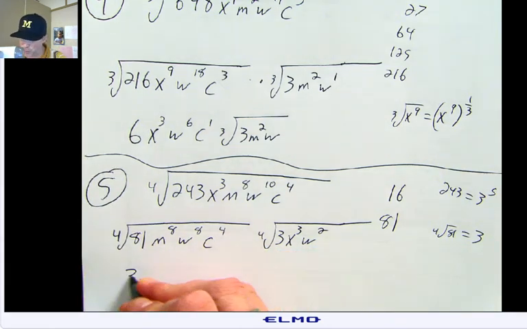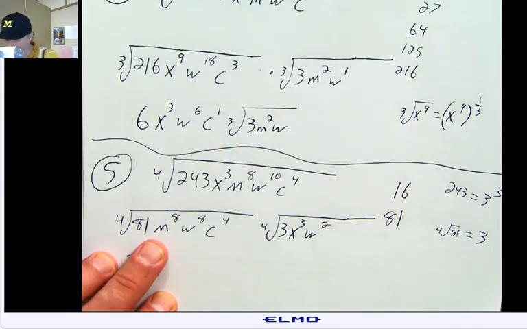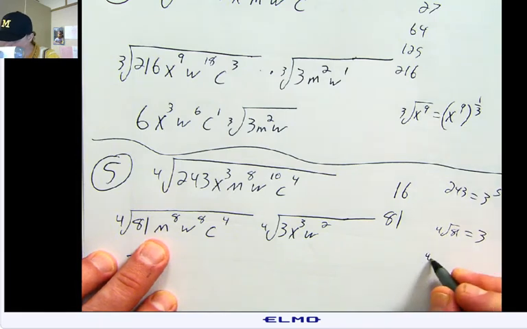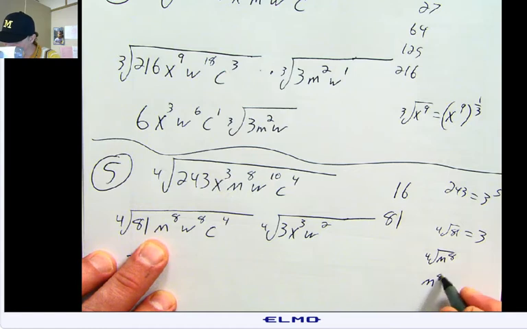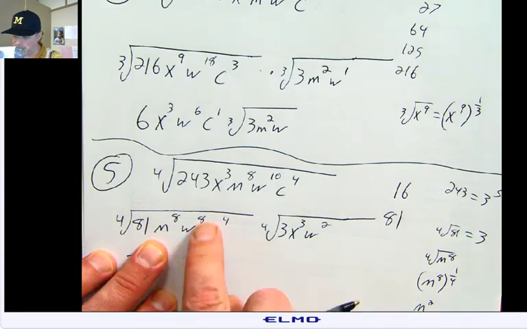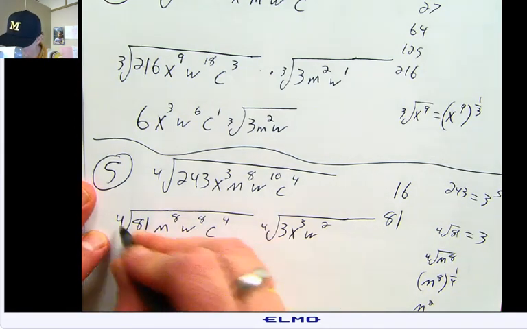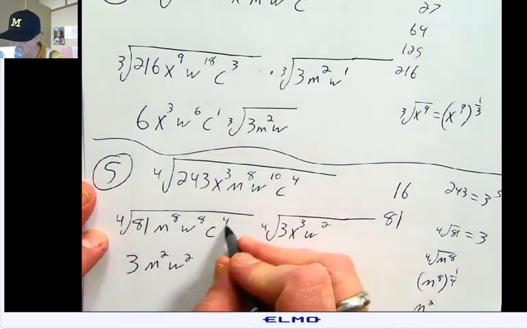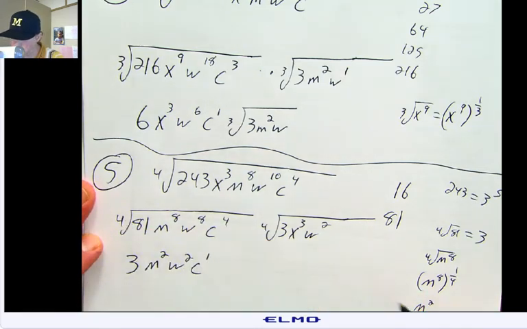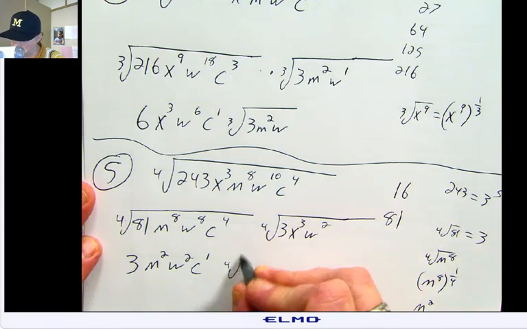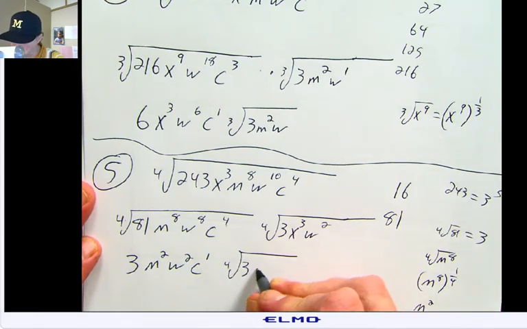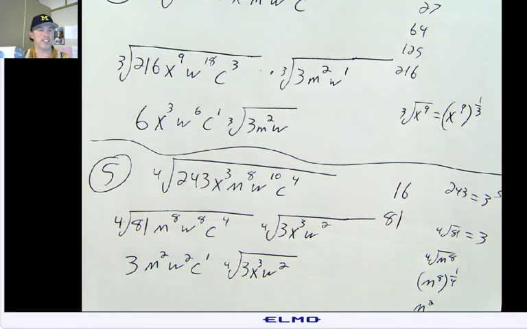4th root of 81 is 3, and like I've shown in other examples, if I'm doing the 4th root of m to the 8, that is the same thing as m to the 8 raised to the 1/4, so I get m squared. Basically 8 divided by 4. So m squared. 8 divided by 4 is 2, so w squared. 4 divided by 4 is 1, c to the 1. And all these poor suckers, they're stuck inside, at least until the prison fills up some more so that they can have some friends that they can escape with in groups of 4.